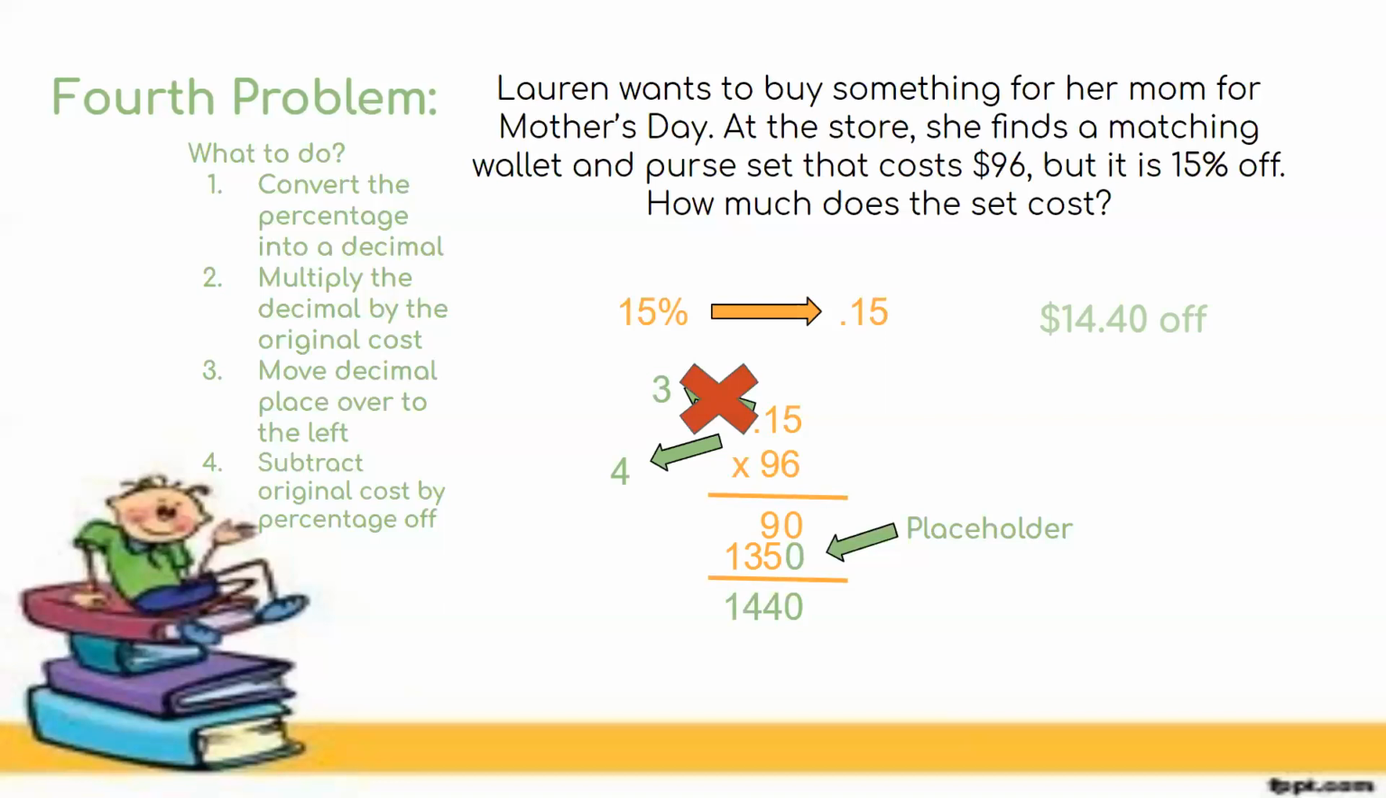So next, you need to subtract. Always gotta subtract. Your answer does not end immediately after your multiplication. You cannot forget to subtract that amount off of the cost of whatever the object is, whatever the good is. So 96 minus $14.40 will give you $81.60. So the wallet and the purse set cost $81.60.